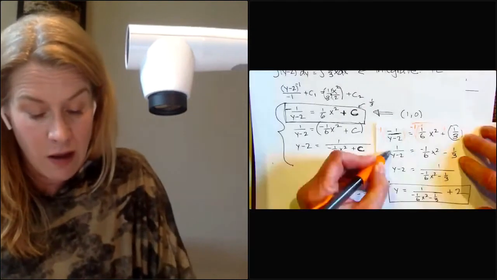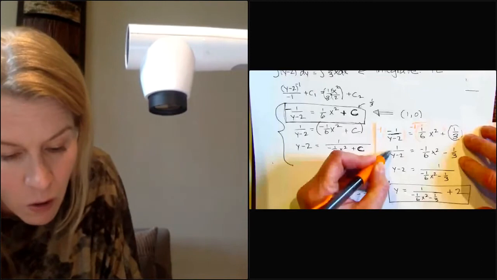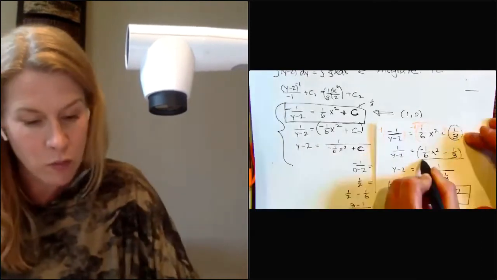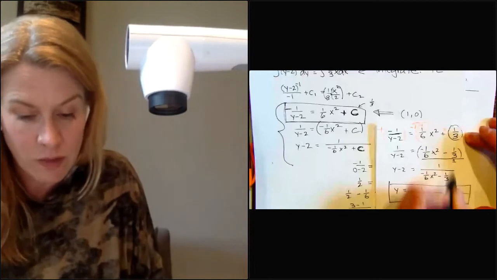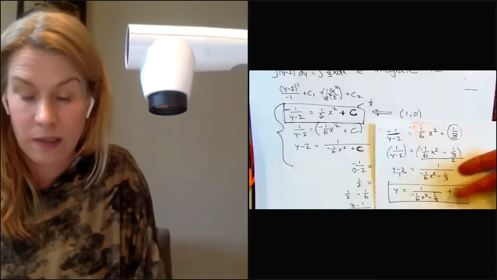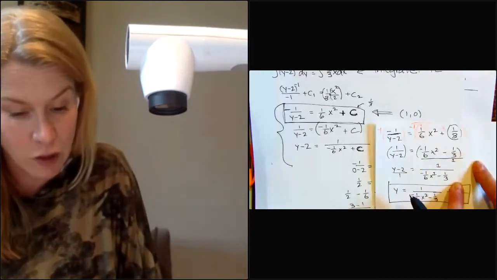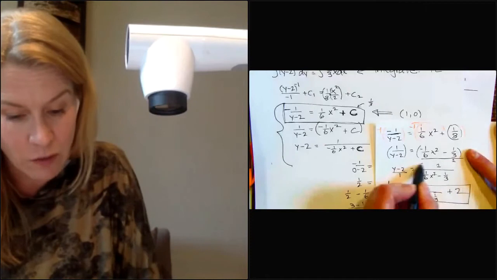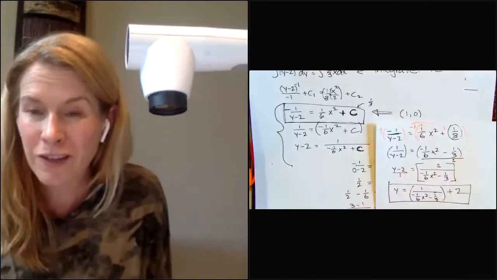Then I've got this equation here, and I can think of this as all over 1. So I took the reciprocal of this side, so it's y minus 2 over 1. Took the reciprocal of this side, so it's 1 over -1/6 x squared minus 1/3. And we're almost done. All I had to do was add this 2. So this fraction right here is that fraction right here, and then just plus 2.